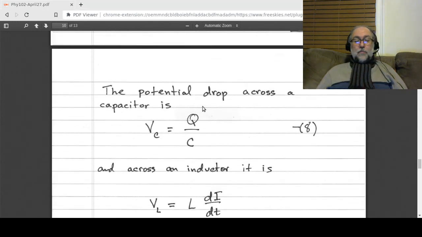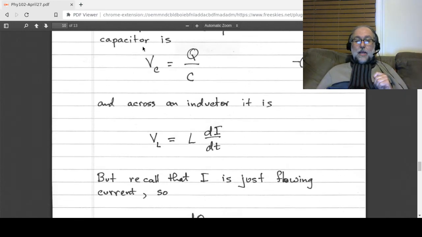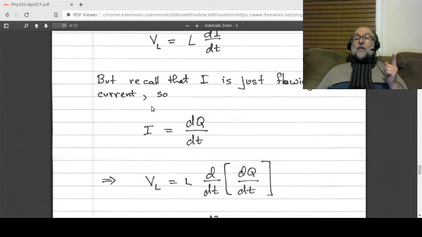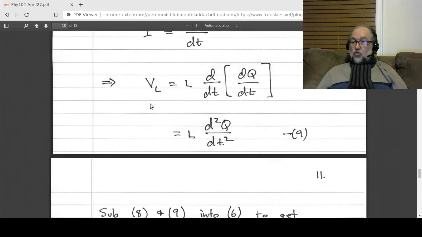All right, so the potential drop across the capacitor is Q over C, we saw that above. The potential drop across the inductor is L di by dt, same formula as above. And we're going to use one more formula, and that is that the current is dq by dt. So in the formula for the potential drop across the inductor, we can replace the current with its definition in terms of the charge on the capacitor. And so we have a double derivative here. We're going to differentiate the current, but the current itself is dq by dt.